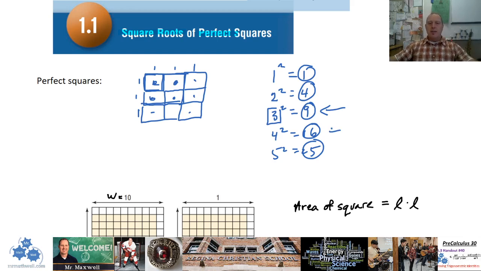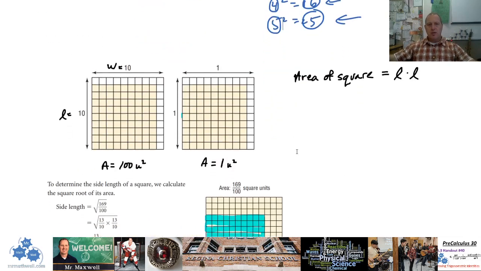The square root of 16 is what? 4. The square root of 25 is 5, and so on. So here's another look at squares. Obviously there's 100 little squares in this one. So this is a 10 by 10. It's a perfect square. 100 units squared. So the area would be 100 square units here.